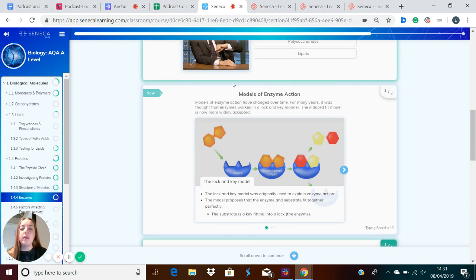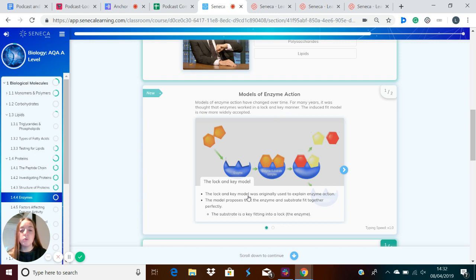We call a model of enzyme action something which describes how enzymes work. And over time, there have been lots of different ideas about what this model is. So how do enzymes work? For many years, it was thought that enzymes worked in a lock and key manner. But now there's a new model called the induced fit model, which is actually more widely accepted. So let's first go over the lock and key model.